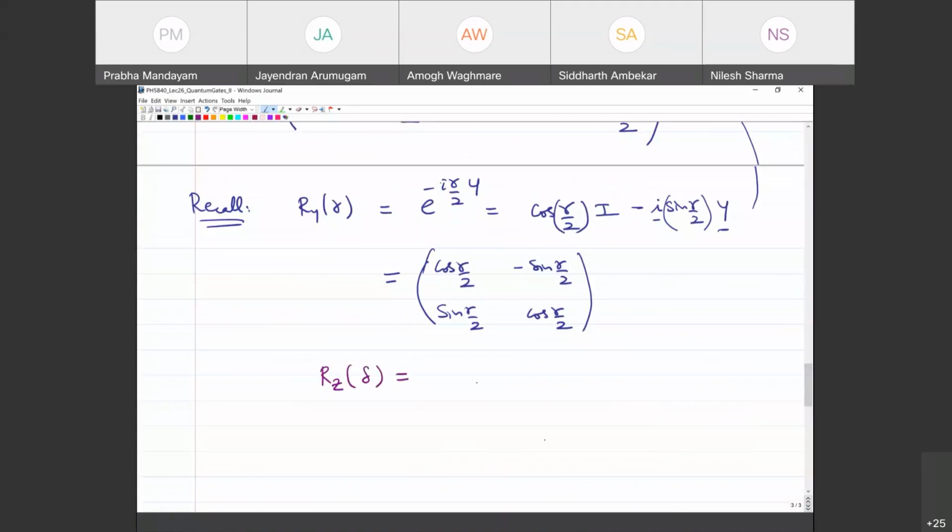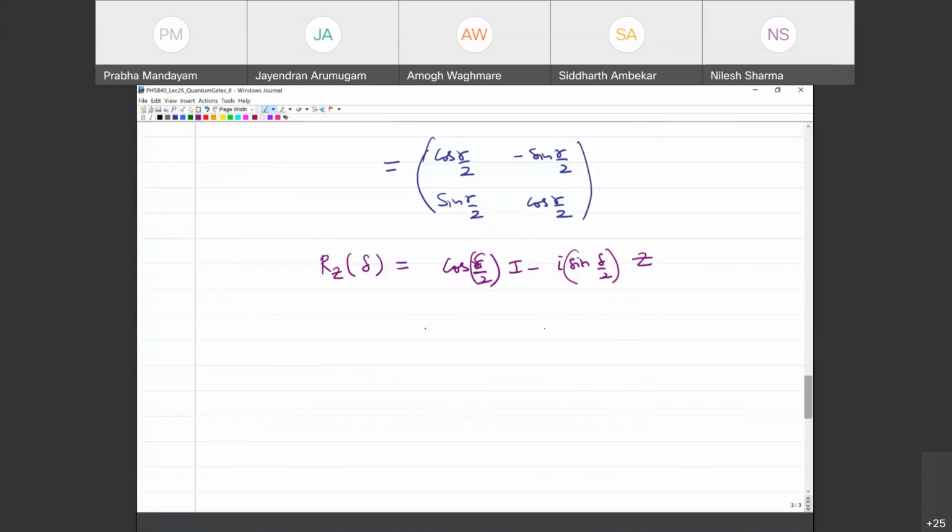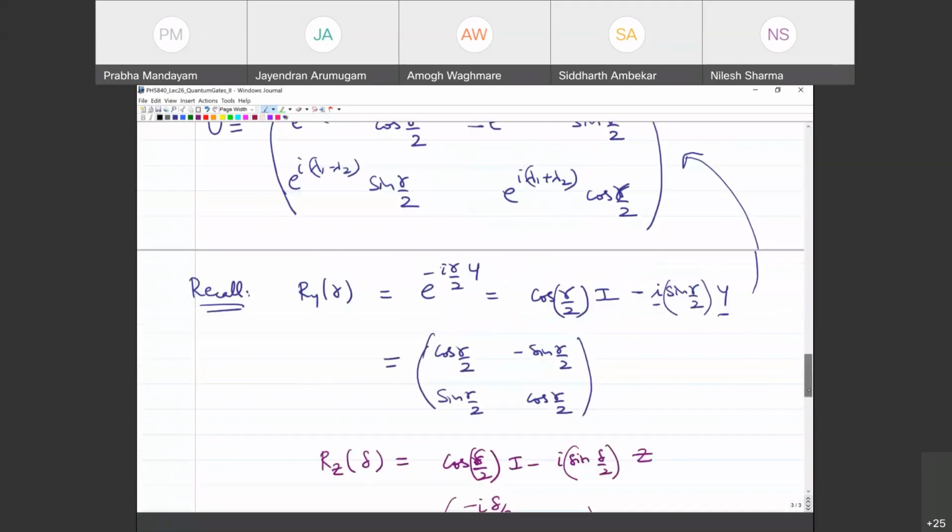Again, it will be cos delta by 2 minus i sine delta by 2. So you can see that this is nothing but e to the plus minus i delta by 2 in the diagonals. I think this is what. Yes. So that's it, right? So we have this form already here.